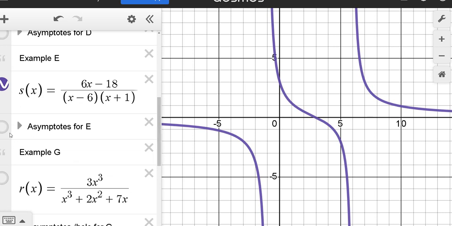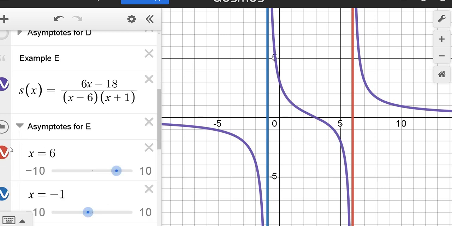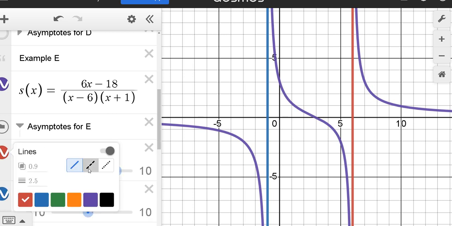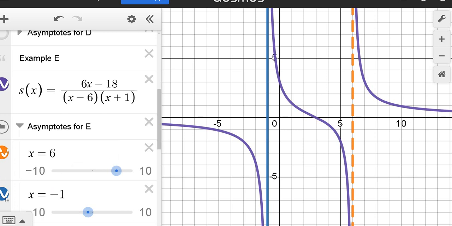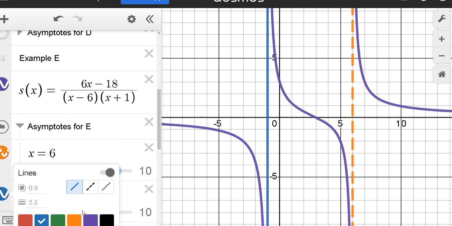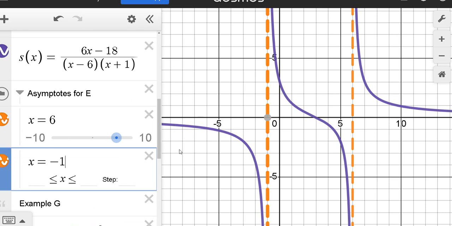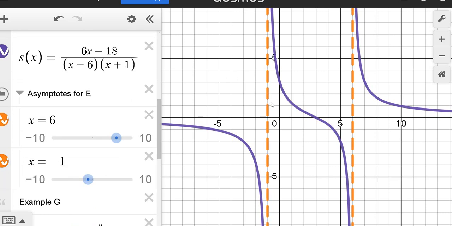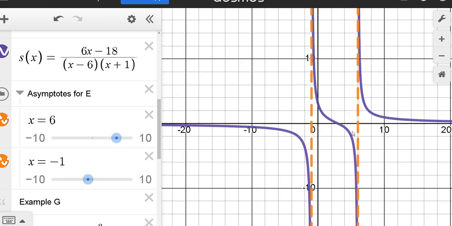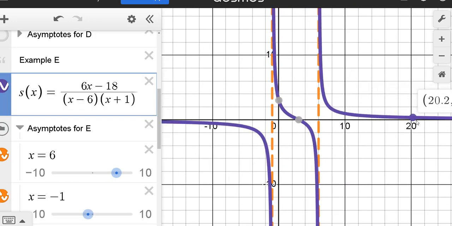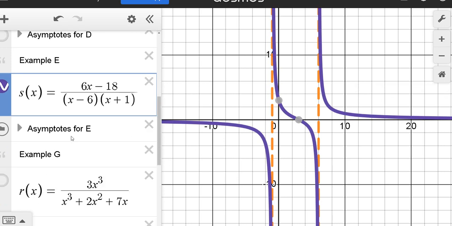Want to put in the asymptotes? Sure, let's put in the asymptotes. And again, I kind of wish I would have put them in with dash lines. There we go, so there are your dash lines. We've got one at 6 and one at -1. Looking pretty good. I'm not going to draw the line y equals 0 because that's where these graphs eventually go, and you're not going to really see it because it's going to be the x-axis already.